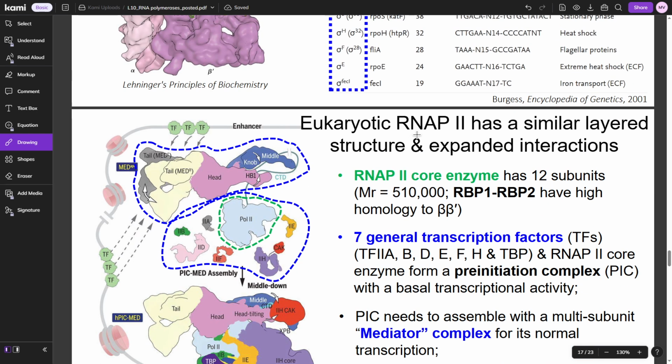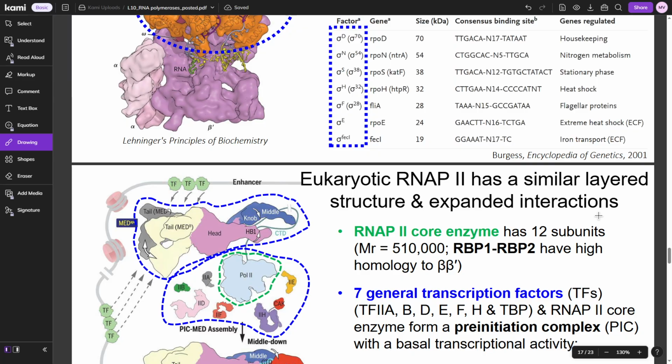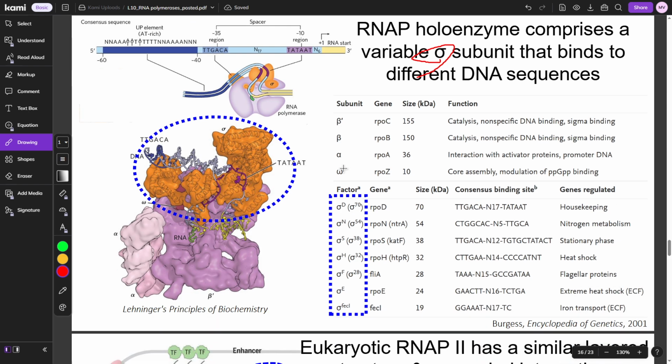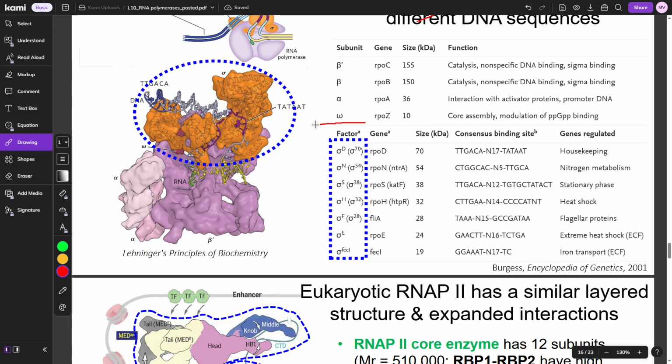So for eukaryotic RNA polymerases, it has a similar layer of stuff. Prokaryotes are very simple because they just have sigma. Sigma binds to the promoter, and the promoter binds to RNA polymerase, and that helps with transcription. There are many different types of sigmas involved in different cellular functions, like housekeeping, nitrogen metabolism, stationary phase, heat shock, whatever. They also have different binding sites, but basically everything goes through sigma in prokaryotes.